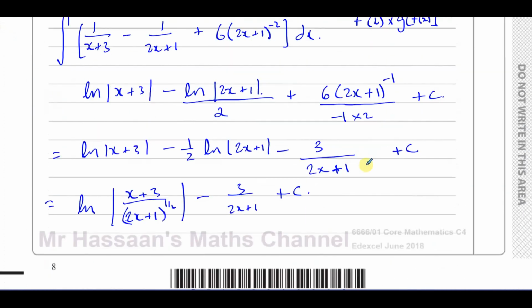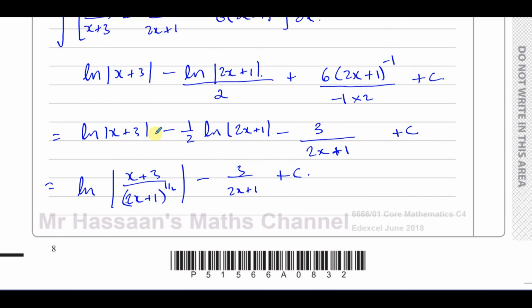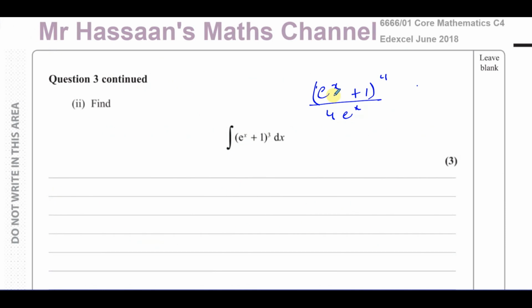If I was to differentiate ln of (x plus 3), what am I going to get? I'm going to get 1 over x plus 3, which is what we started with. Okay? If I was to differentiate this, I'll get 1/2 times 1 over 2x plus 1 multiplied by the differential of what's inside the function, by the chain rule, multiplied by 2. That cancels with that, leaving you with exactly what we started with. Right? However, if I was to differentiate this, there's no way I'm going to get that. This I have to use the differentiation of a quotient.